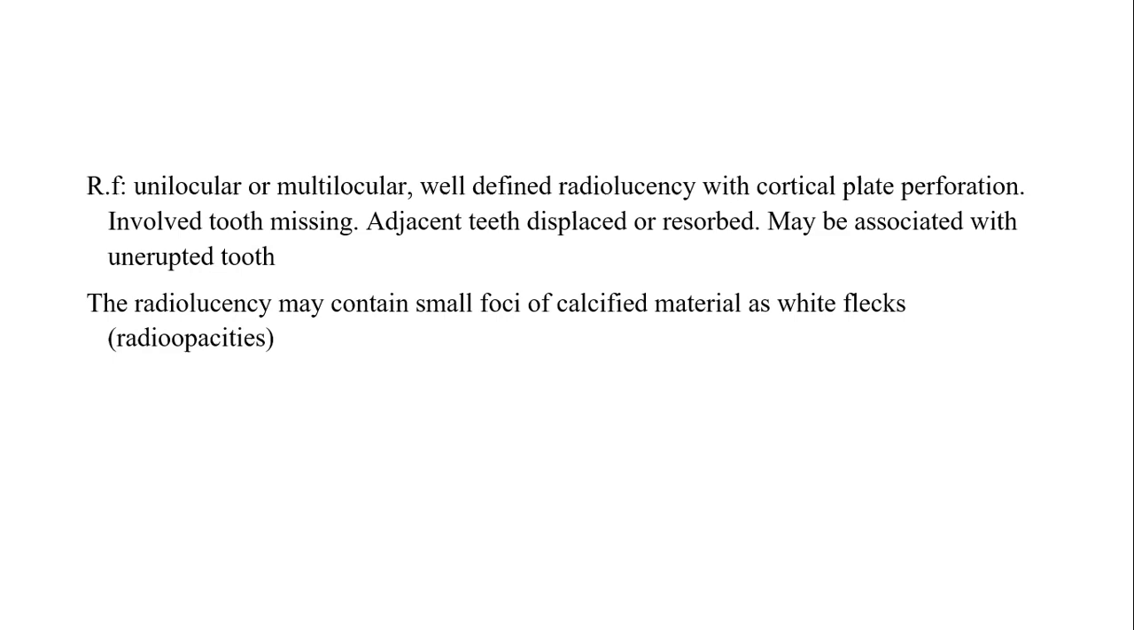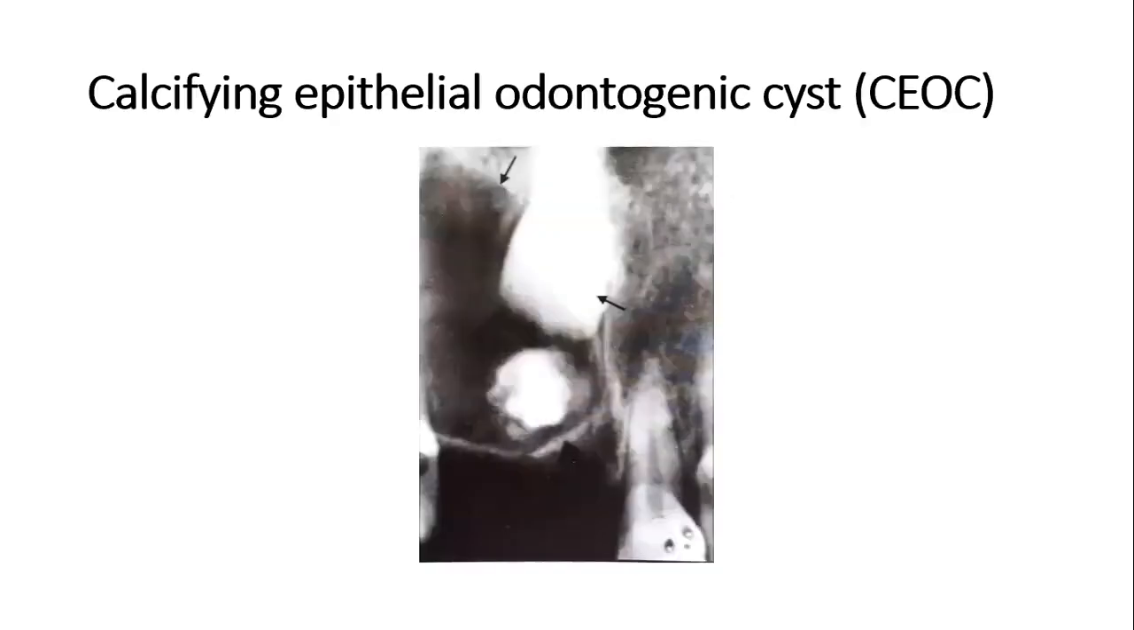Involved tooth will be missing. Adjacent teeth are displaced or resorbed. May be associated with an unerupted tooth. The radiolucency may contain small foci of calcified material as white flecks or radiopacities. So this is the radiograph showing calcifying epithelial odontogenic cyst.